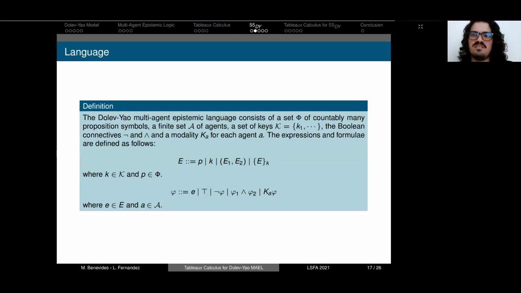So it's a similar definition for the language, but here we add a set of keys and we denote the expressions that can be a proposition, a key, a composition of expressions, or a message encrypted under a key. And for the formulas, we can have an expression instead of only a proposition.